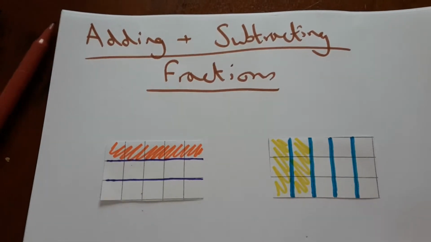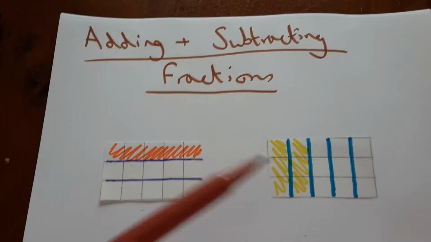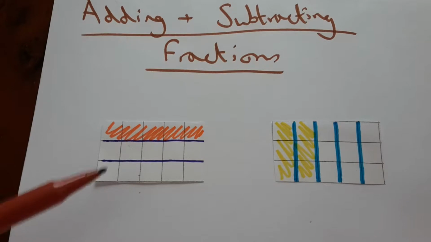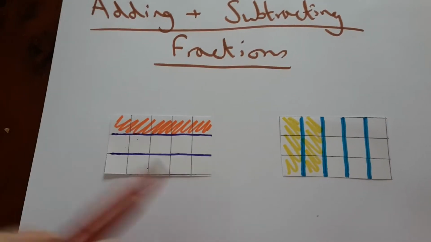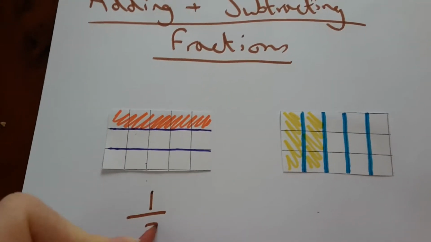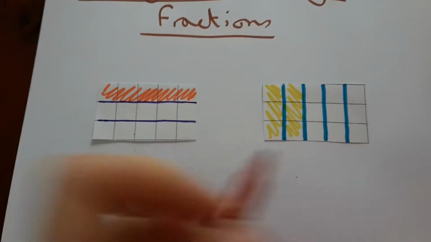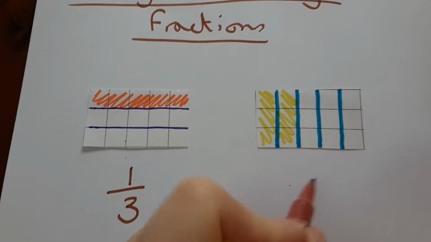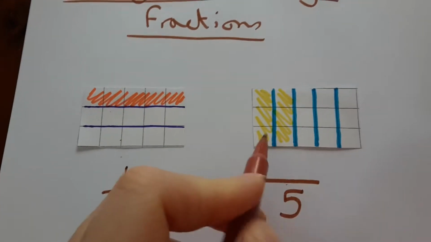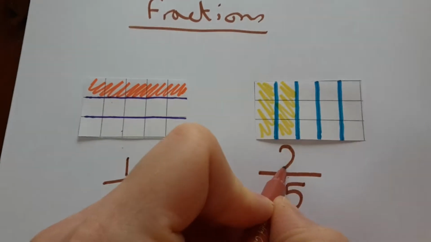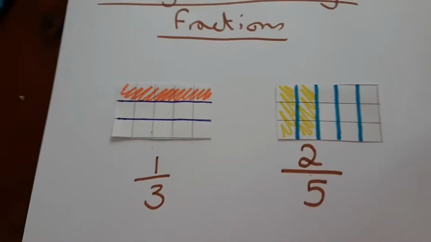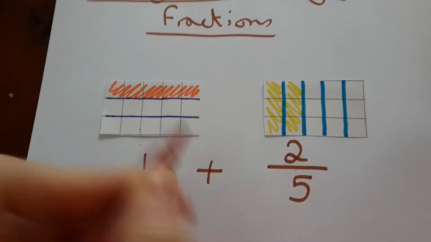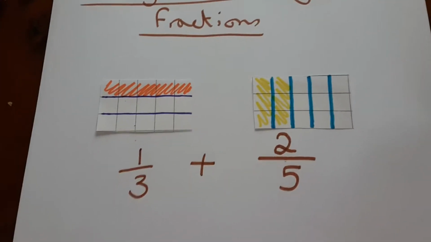So before we do anything, we need to make sure that whatever we're working with has exactly the same size starts. So this cake and this cake are both the same size. This one has been split into 3 equal pieces, and I've kept one of those pieces, so I've got a third. This one has been split into 5 equal sections, so that's my denominator, and I've kept 2 of those, so I've got 2/5. And what I'm going to do now is work out, if I add those 2 together, how much of the cake I've eaten in total.